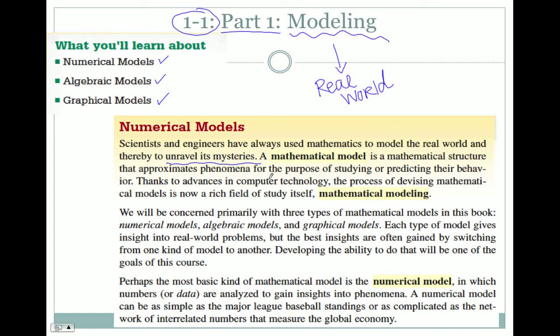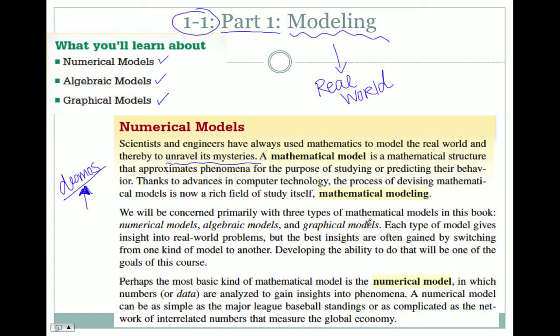Thanks to advances in computer technology, such as the Desmos program and graphing programs like it, the process of devising mathematical models is now a rich field of study in itself, mathematical modeling. Although this is a simple graphing calculator, there are definitely more powerful ones available. We will be concerned primarily with three types of mathematical models in this book: numerical, algebraic, and graphical. Each type of model gives insight into real-world problems, but the best insights are often gained by switching from one kind of model to another. Developing the ability to do that will be one of the goals of this course.